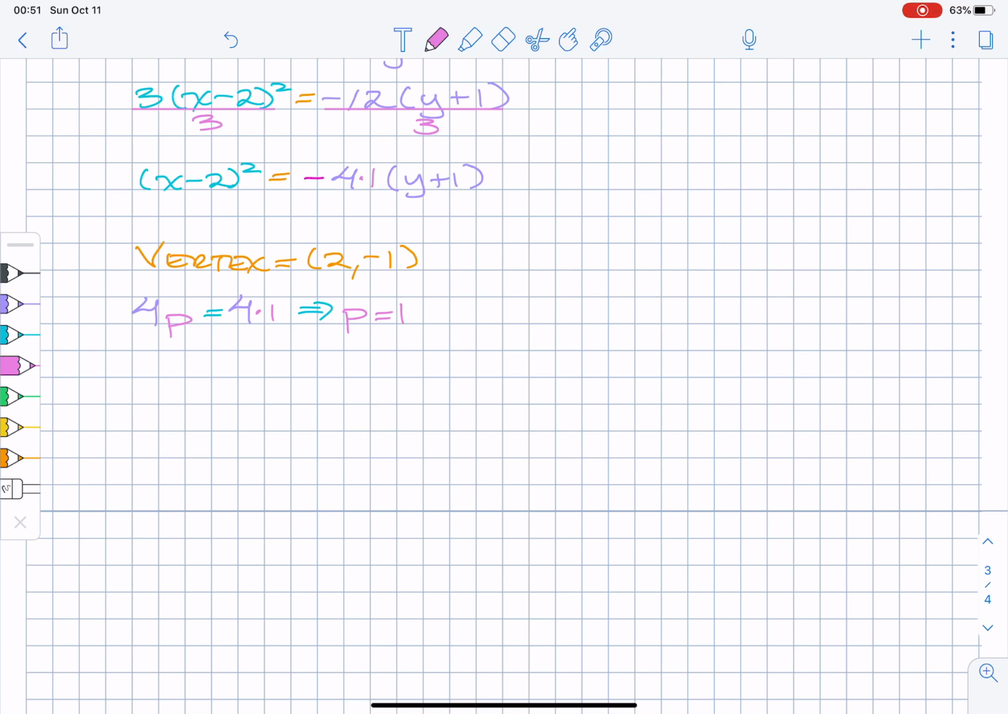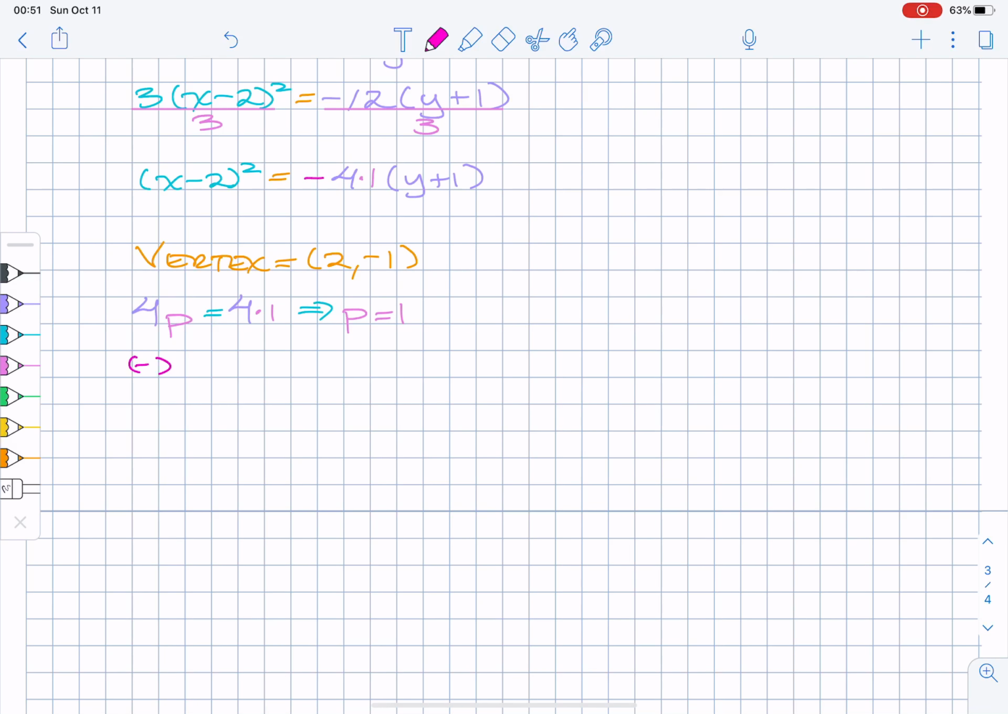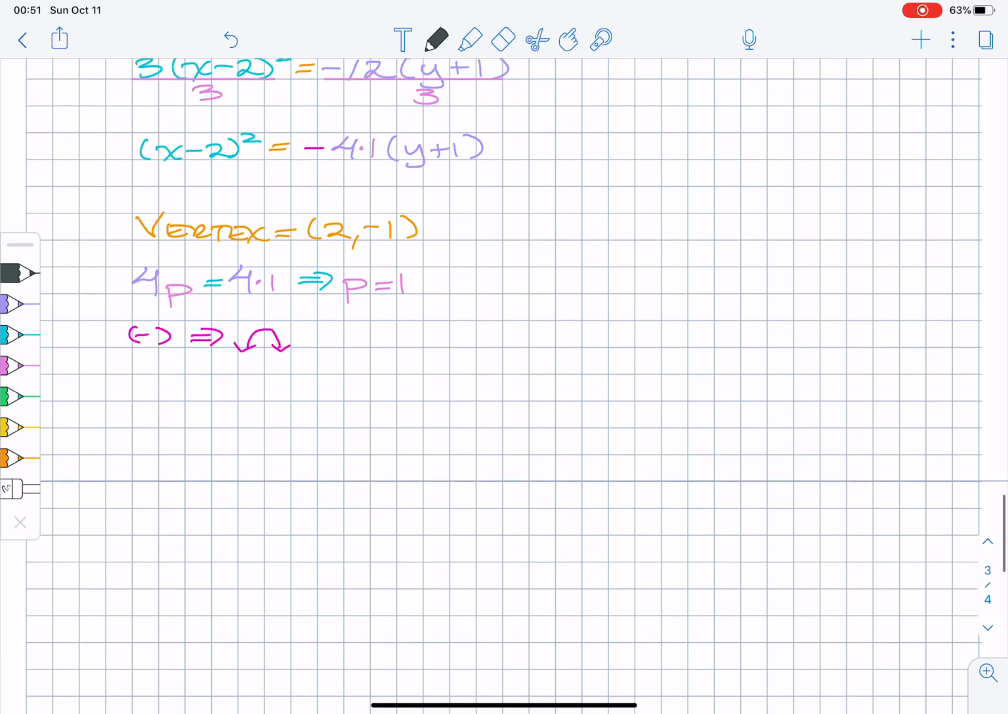Okay, what else should I do? I know that it's negative. So since it's x squared, I claim that that's going to open downwards. Okay, so let's go ahead and plot this. X and y coordinate axes.